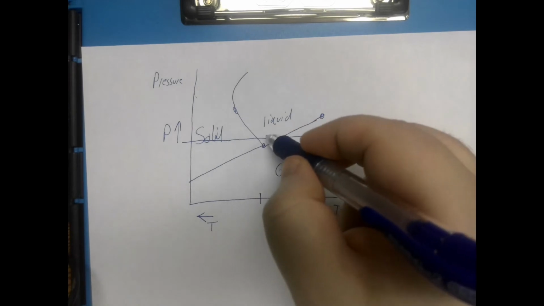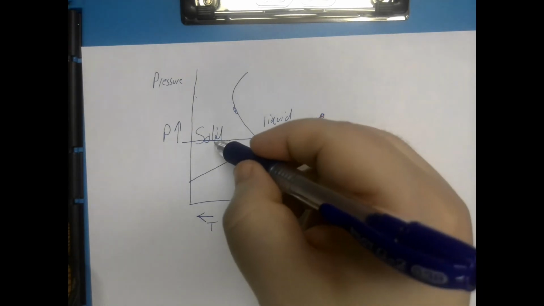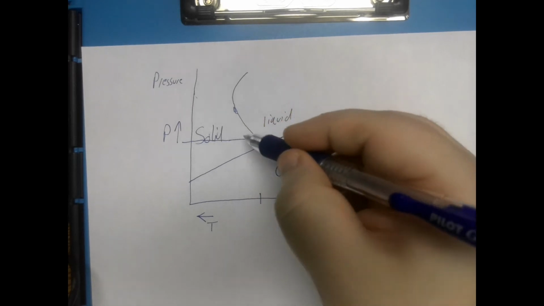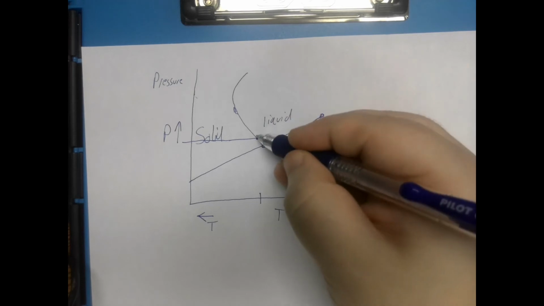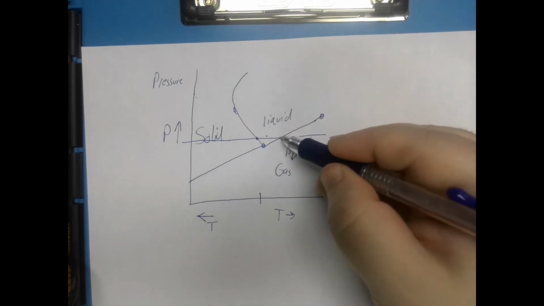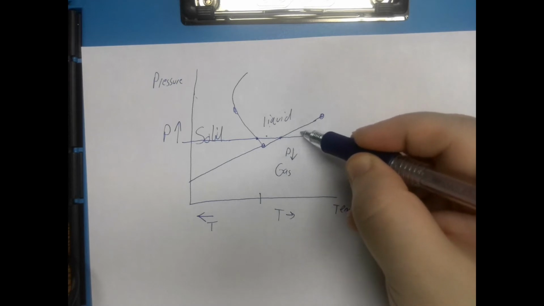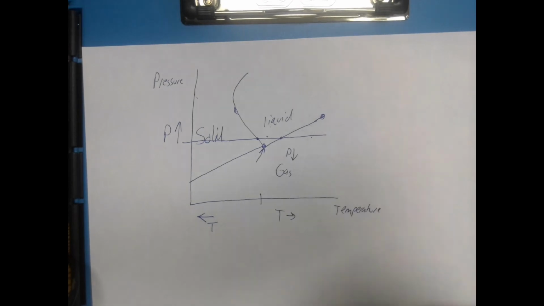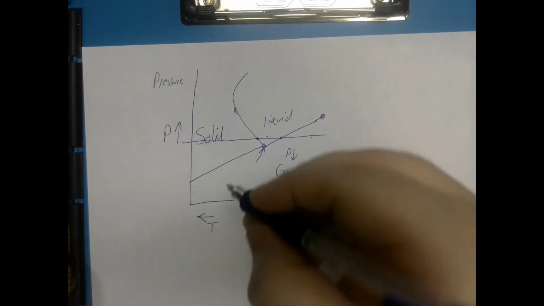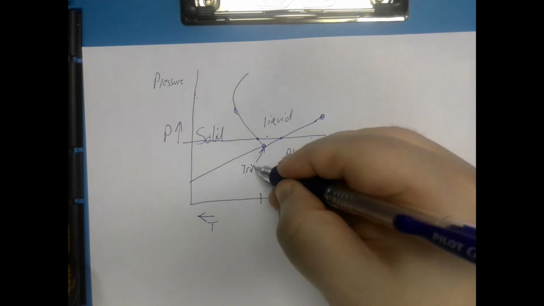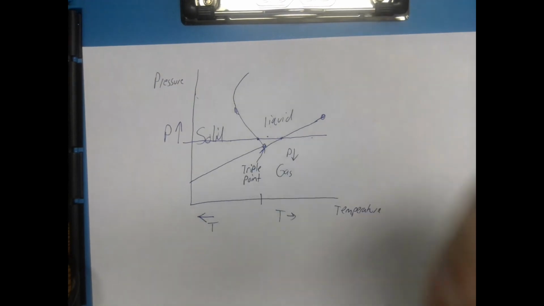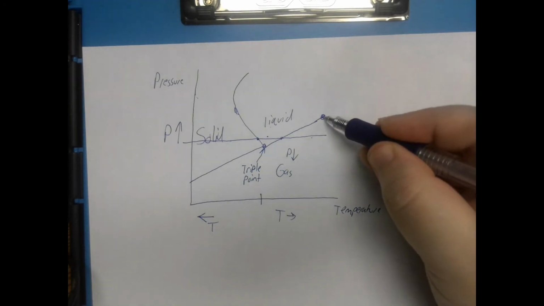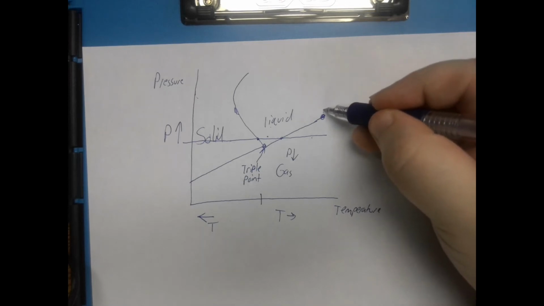So this region, and this region. We know that if we increase temperature, it's going to start out as a solid. As we increase the temperature, it's going to start melting at this point and become a liquid. At this point, it's going to start boiling and become a gas. This point right here is called what? Triple point. And this point right here is critical point.